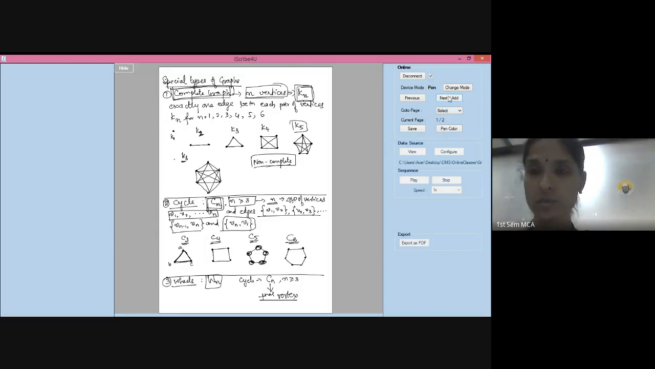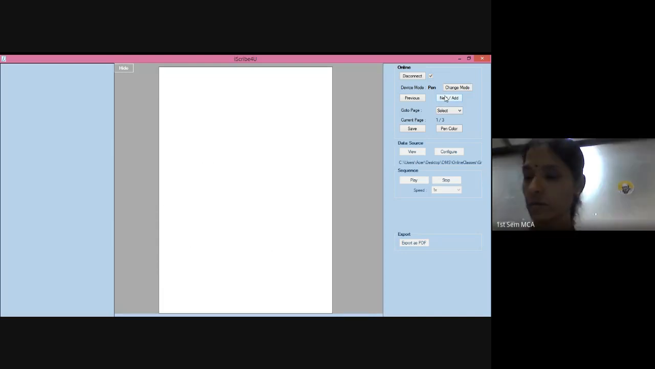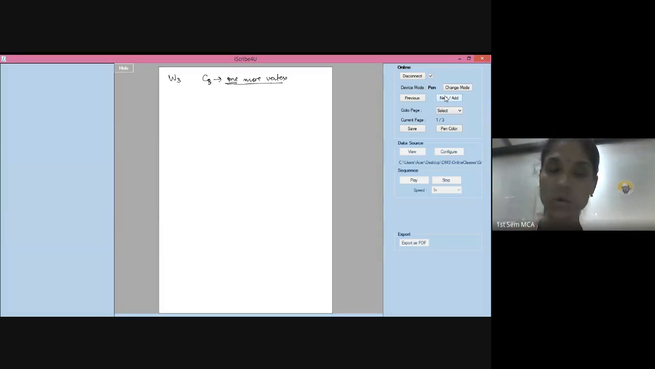Go to the next page. All right. So we were talking of wheels. Let us start with W3. We know what is C3. To this C3, I will add one more vertex, and all the vertices I will join to this new vertex. Now let me start with C3. This is our C3. We have 3 edges, 3 vertices.